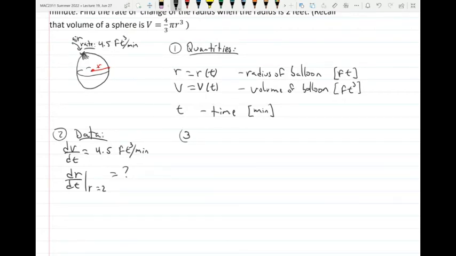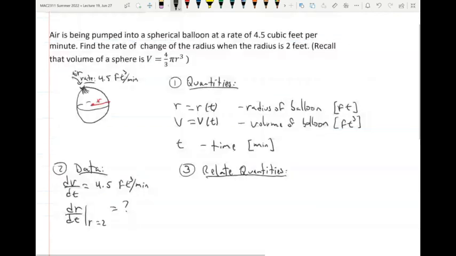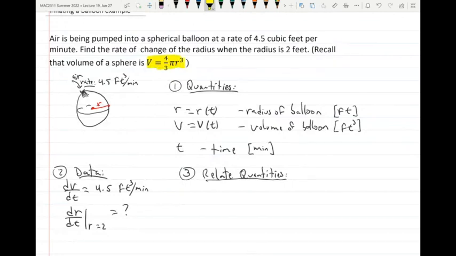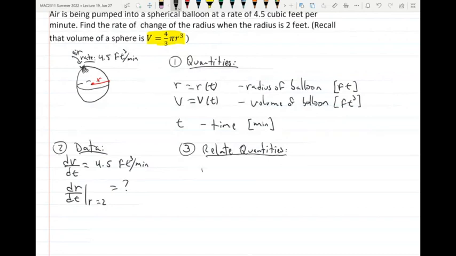Okay. So what's step number 3? The equations. I mean the quantities. The quantities. So let's do that. So relate quantities. And remember here, the quantities are radius and volume of a balloon or of a sphere, right? The balloon is spherical. So how do we relate these guys? Via the formula, and I gave you the formula right here, right? So here you don't really need to work too much. So we can relate them via this formula. So V equals 4/3 pi r cubed.